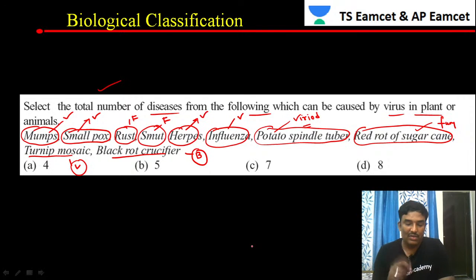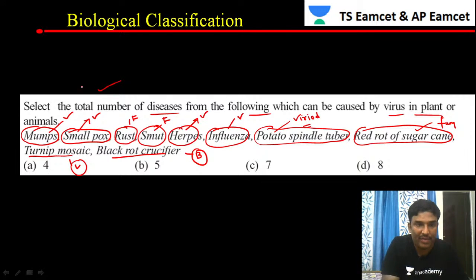Okay, so Komala, you are saying herpes. Herpes is not a bacteria, it is a virus. No doubt about it. In some people, herpes virus causes blisters to appear, which you may know in general. So herpes is no doubt a virus only.